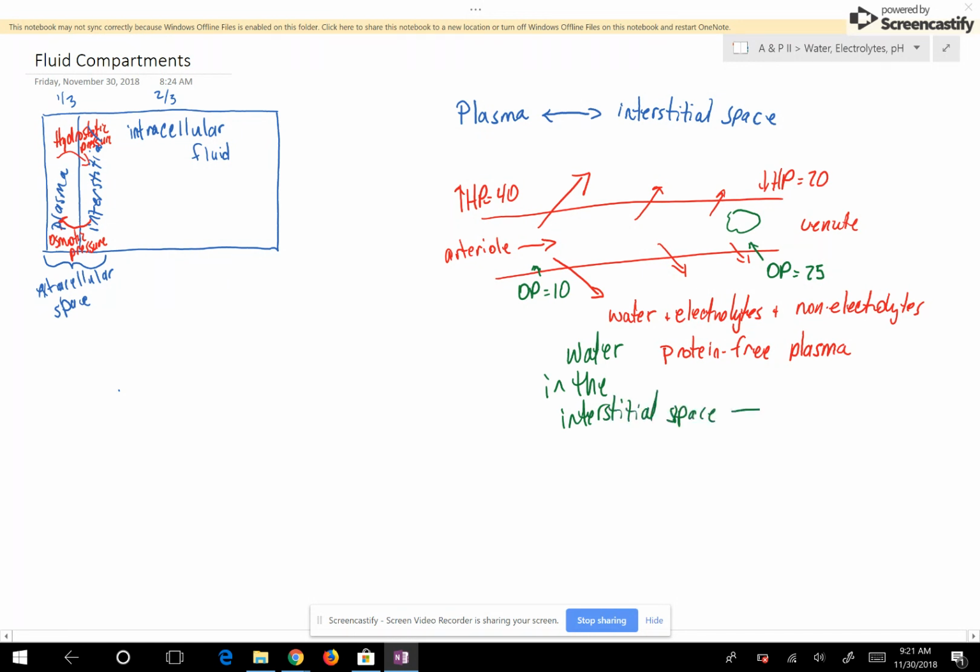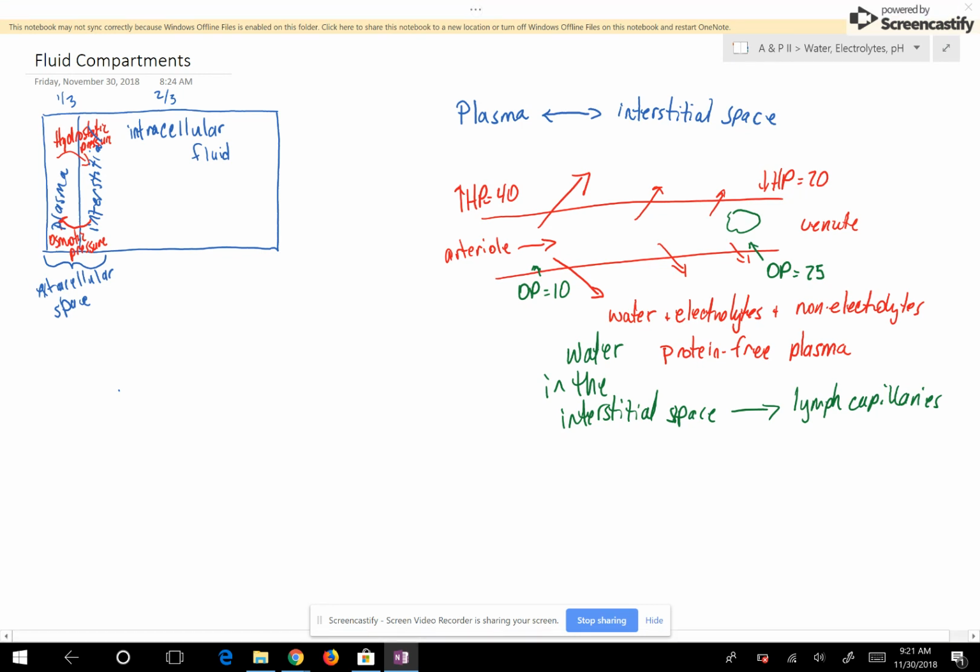And this is going to be carried away by your lymph capillaries. And we studied your lymph capillaries, your lymph vessels, your lymph veins, your lymph nodes, and how all of that goes back into your subclavian veins when we looked at our lymph system.